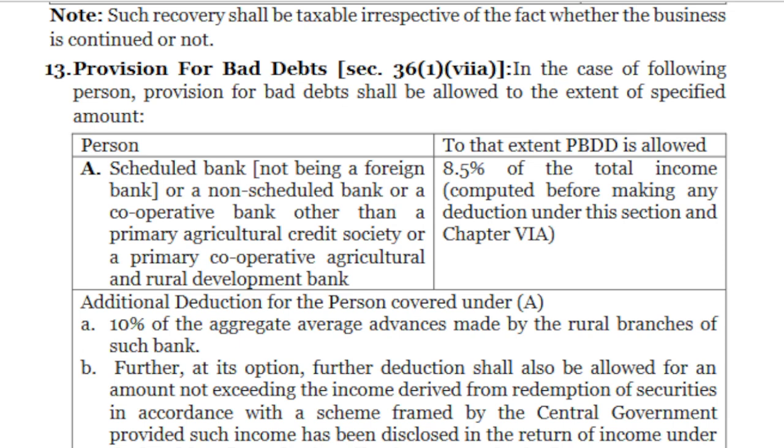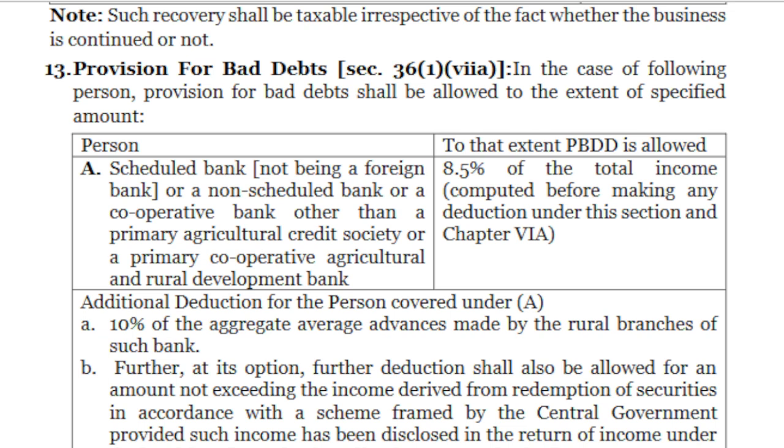8.5% they can consider it as bad debts. But 8.5% of what income? 8.5% of income before deducting this provision and before deducting deductions under Chapter VI-A, that is 80C, 80CCC, 80C2, 80U. Before claiming deductions under section 18 and this provision for bad debts, whatever income was, into 8.5%, you can create a provision. The best part is you can claim 8.5% as deduction also.